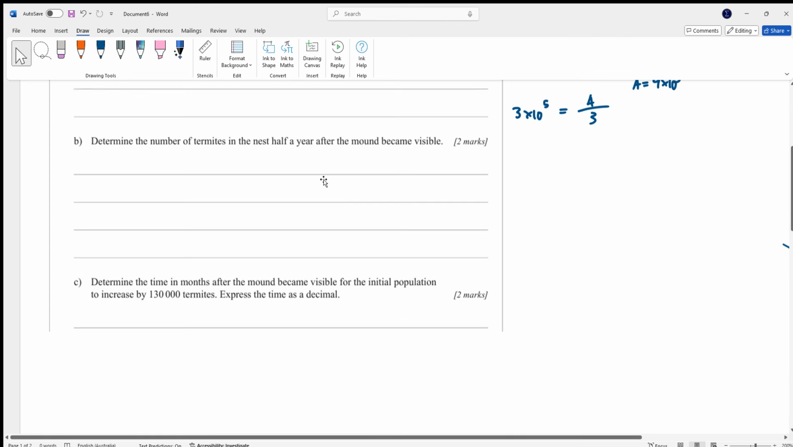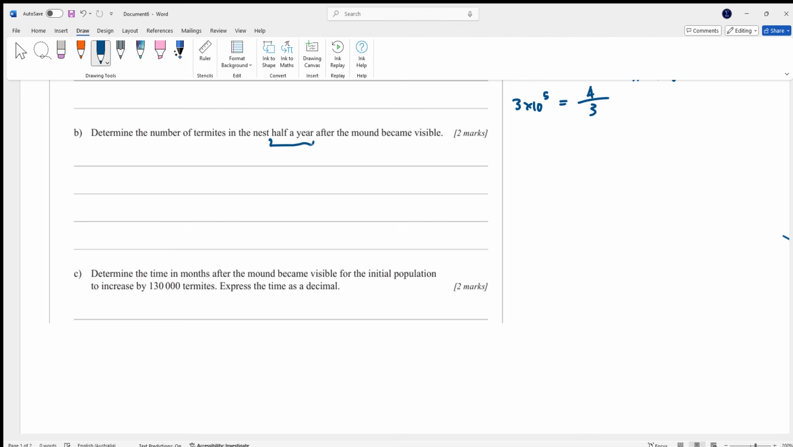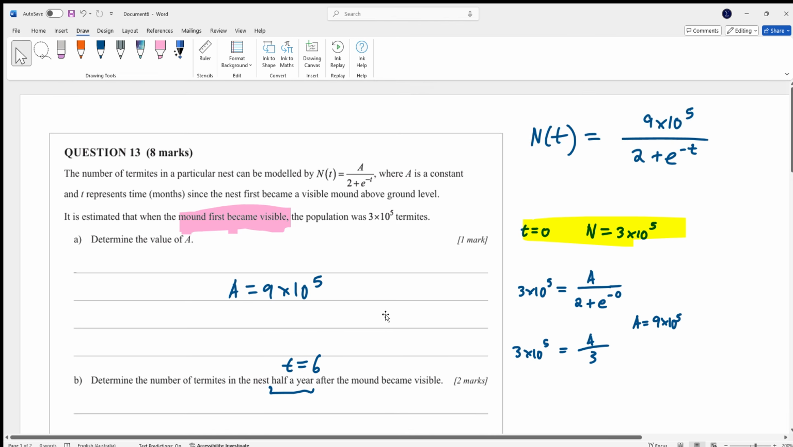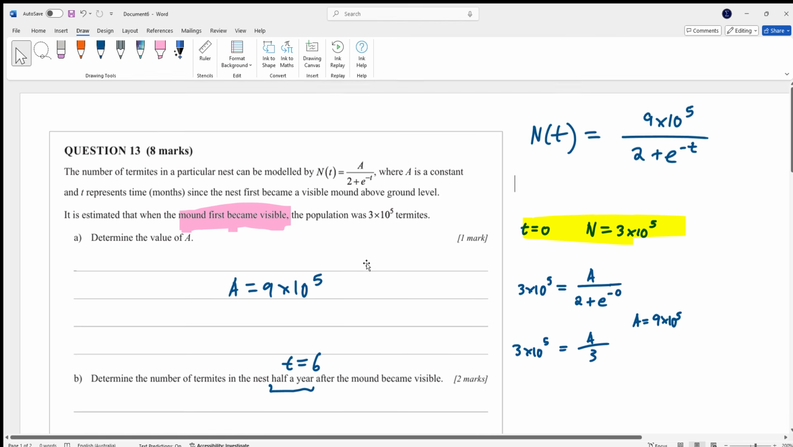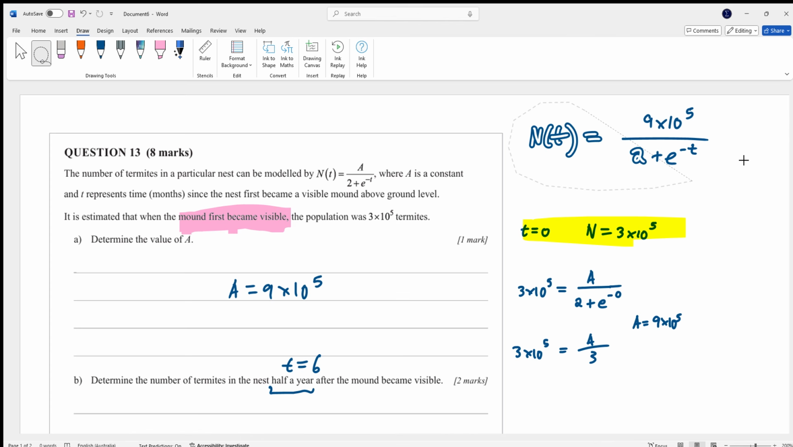Okay. B. Determine the number of termites in the nest half a year after the mound became visible. So here, they've said half a year. Now, if time is given in months, we have to assume that's when t equals 6, because there are 6 months in half a year. When it's asking the number of termites half a year after the mound became visible, all we've got to do is put t equals 6 into the equation that we've just worked out, assuming we've gotten the correct A value.